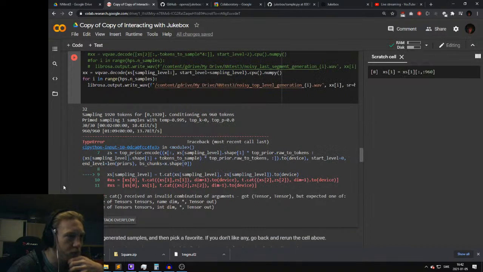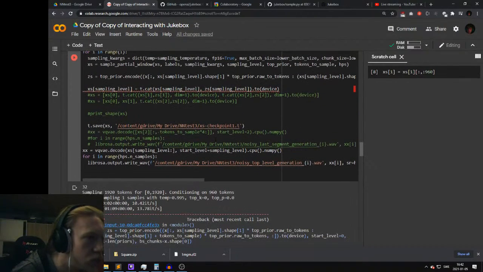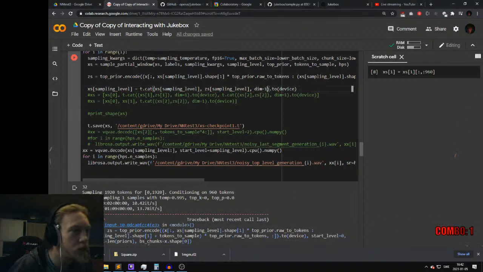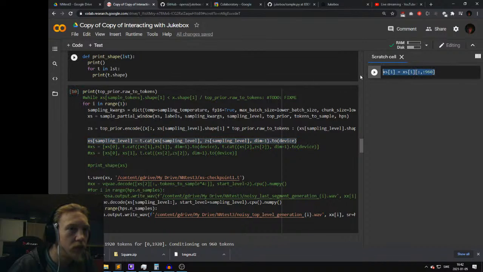And we errored out. What did we error out over? We errored out over cat received an invalid combination of arguments. Got tensor but expected one of tuple of tensors. Oh yeah, I forgot to tell it the dimension. Oops. Which means I have to run this manually now, if C's even exist still.